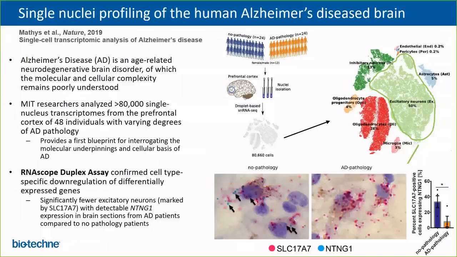The RNAscope duplex assay confirmed cell type-specific downregulation of differentially expressed genes, revealing significantly fewer excitatory neurons, which were marked by SLC17A7, with detectable NTNG1 expression in brain sections from AD patients, compared to patients that had no AD pathology.